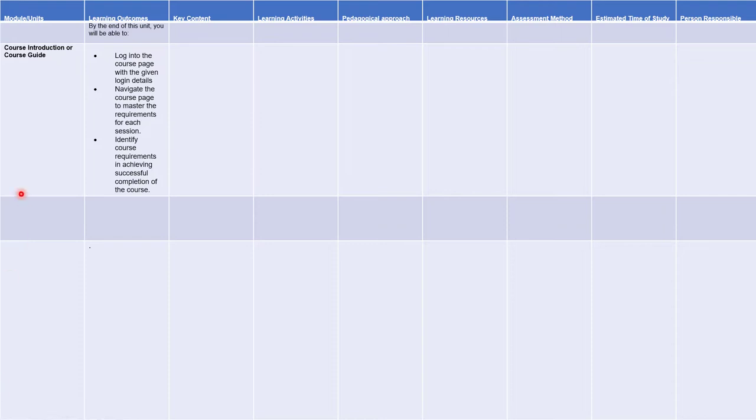Now, what this implies is that these are the activities that the learners will do. So what is going to happen is that the learner has to be involved to log into the course page. They need to navigate and they need to identify the course. So they must have something they need to walk through. Then having done that, the next one is the key content.